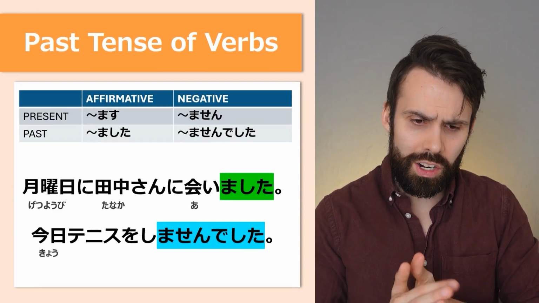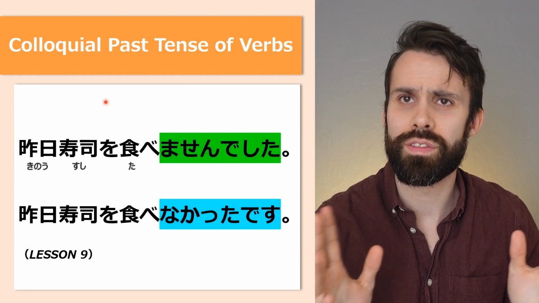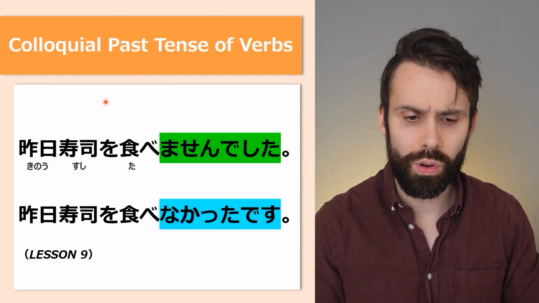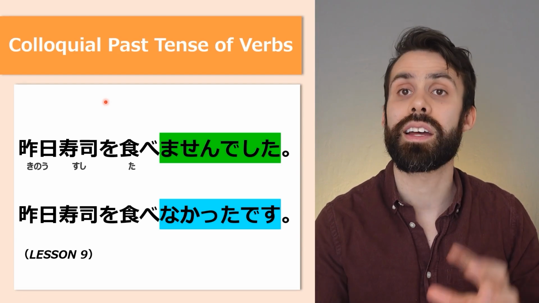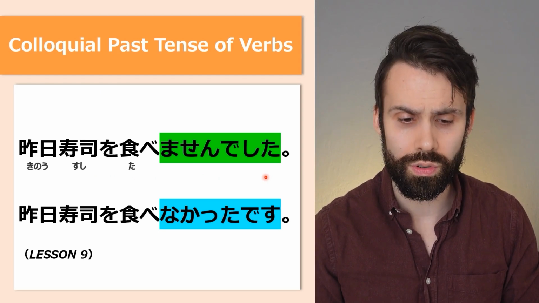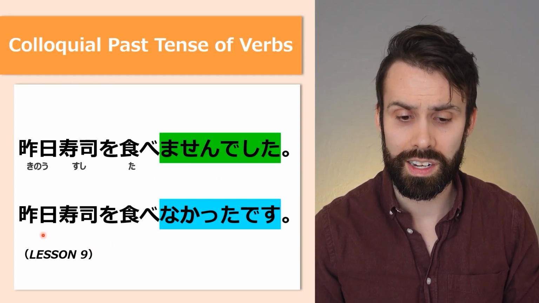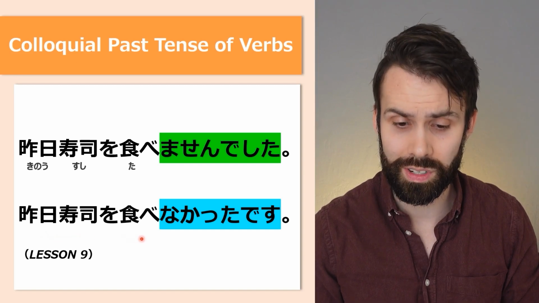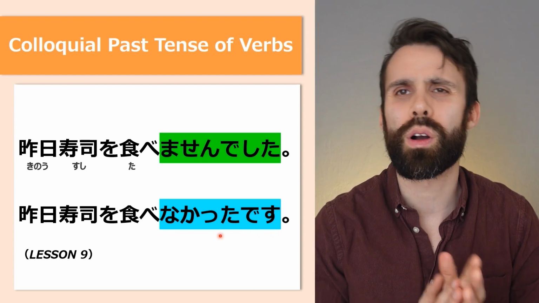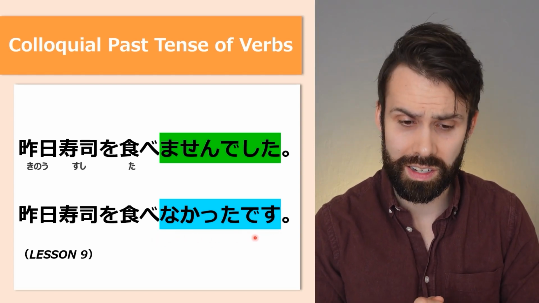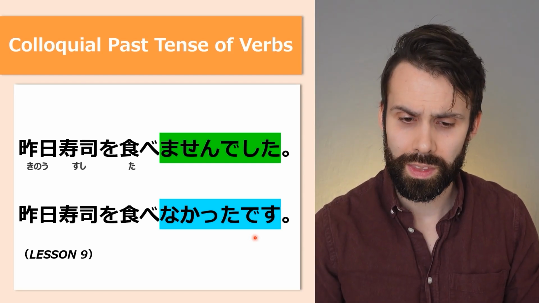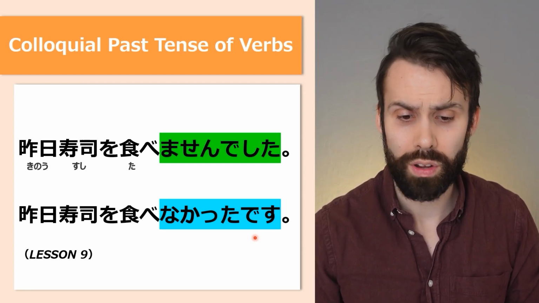So, just a little bit about the colloquial past tense of verbs, which we will learn a little bit later in lesson 9. So we have learned now, 昨日寿司を食べませんでした. I didn't eat sushi yesterday, but we could just as well say that with 昨日寿司を食べなかったです. And here you see we have かった, so we don't need でした. So 食べなかったです is probably a more common way of phrasing this rather than ませんでした, which is a bit stiffer, a bit more formal. So this is more common.